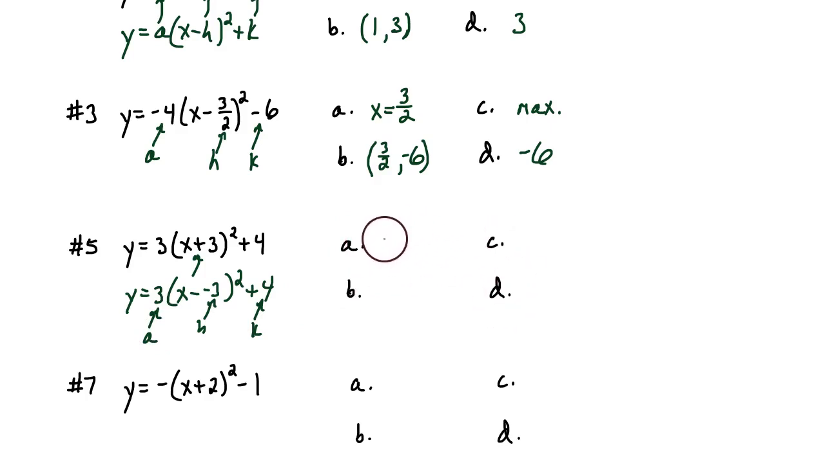The equation of the axis of symmetry is x equals h. So x equals negative 3. The vertex is h comma k. So negative 3 comma 4. Is it a max or min? Well, a is positive. So the vertex is a minimum point on the graph. And what is the y value at that minimum point? It is 4.